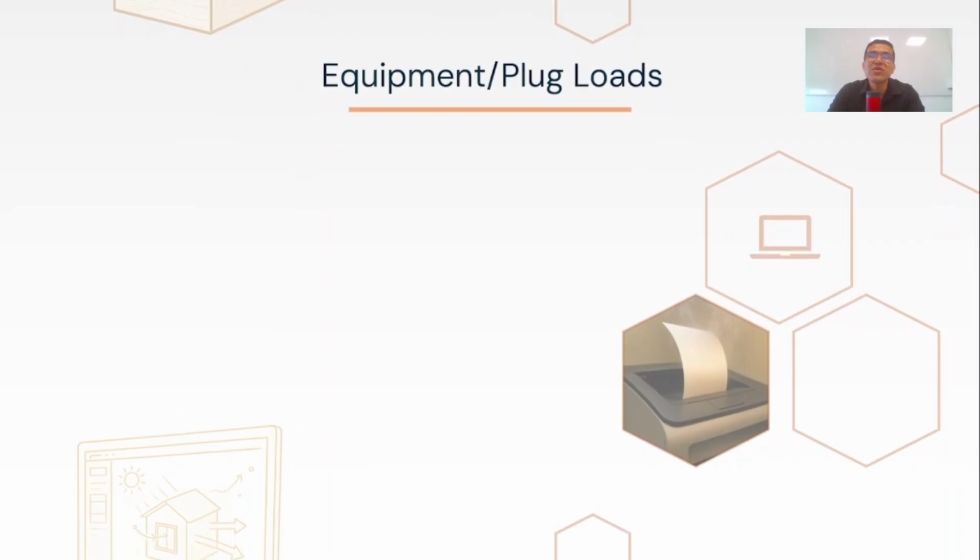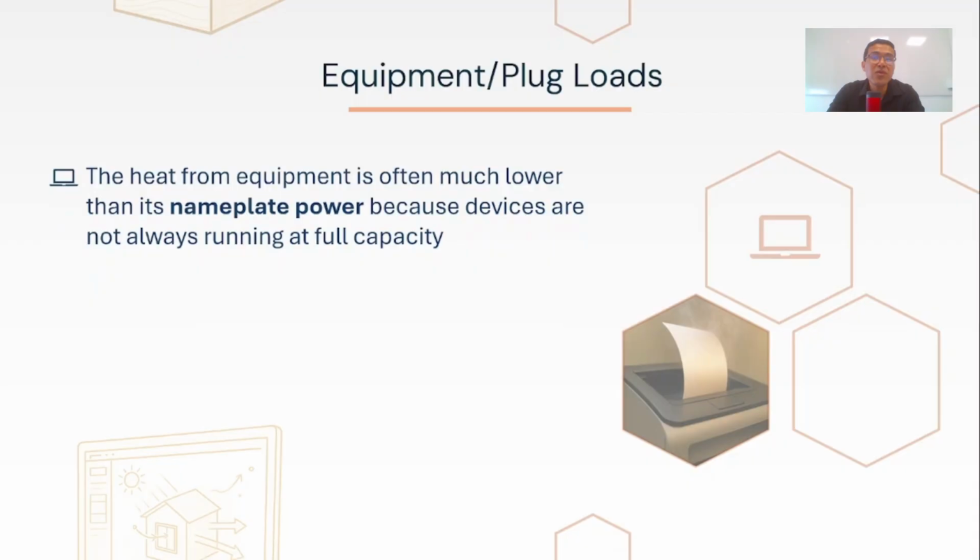Now, let's move on to our third and final source of internal gains: equipment and plug loads. The heat from the equipment and plug loads is often misunderstood. We'll start with the difference between nameplate power and the actual power used. The nameplate value is the maximum power a device could draw, but it's rarely running at full capacity all the time. Using this number will lead to a significant overestimation of your cooling load.